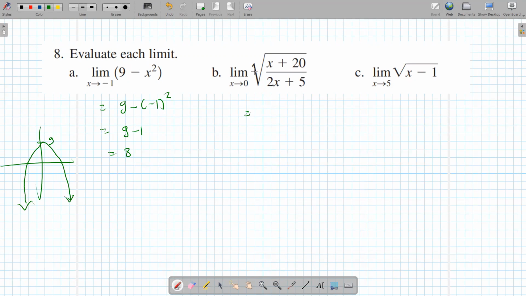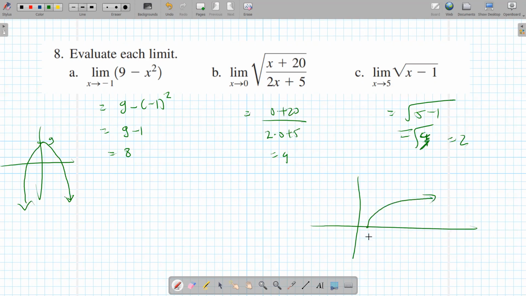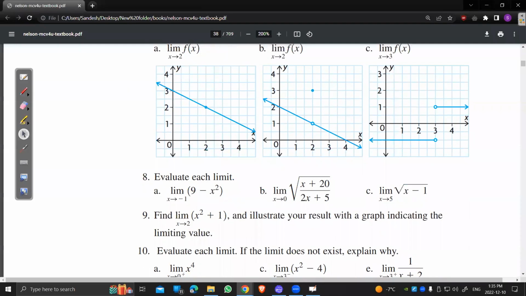B, let's plug x as 0. So you get 0 plus 20 on the top, and on the bottom you get 4. So what this means is that when x is 0, this function is continuous. Same thing here, square root of 5. When x is 5, this function is indeed continuous because you get square root of 4, which is 2. That looks like this, goes to the right and then goes up like that. And that's the graph of this. When x is 5, look at it, it's continuous. There's no jump here. And usually when you plug it in and it works out, that means the function is continuous at that point.